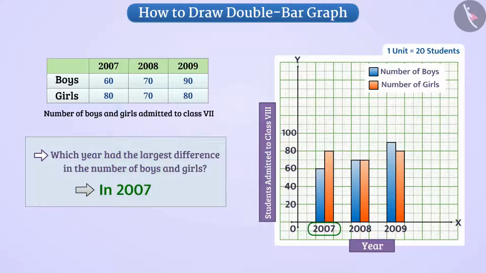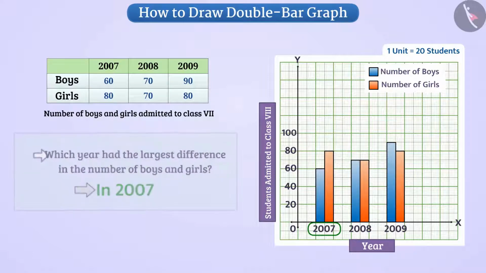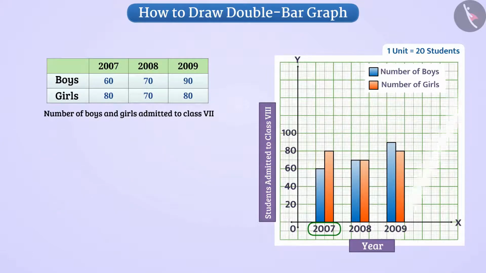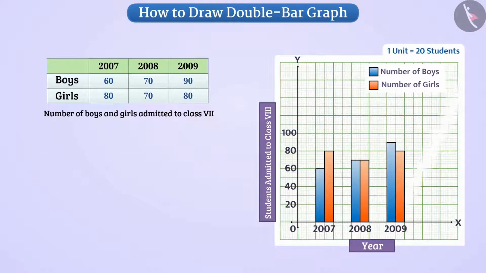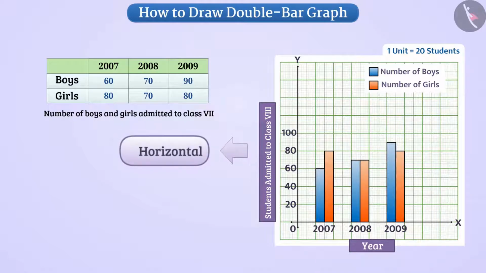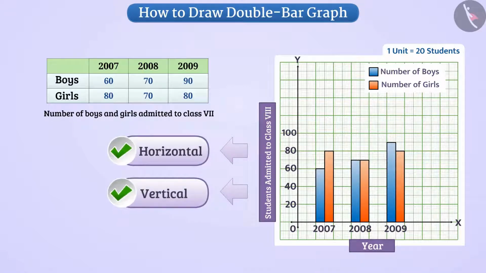Similarly, we can also get different information. Thus, in a double bar graph, two different types of data are represented as pair of bars so that the two sets of data can be compared. The same scale is used for both figures. Like the bar graph, the double bar graph can also be drawn horizontally or vertically. We will understand more about this in the next video.